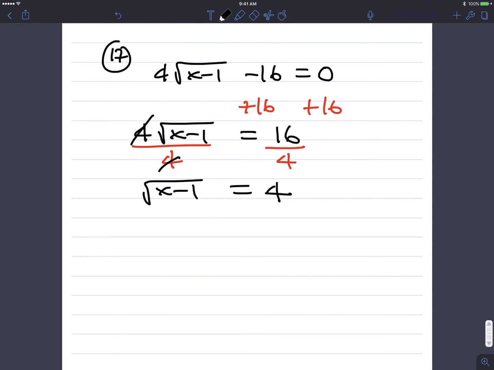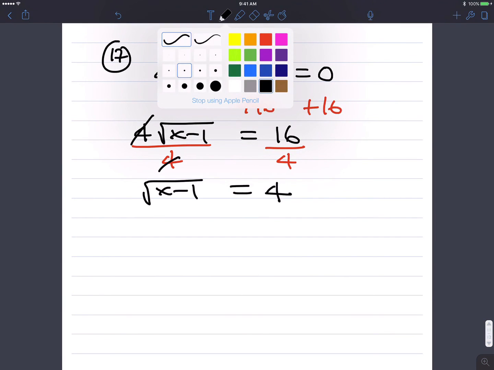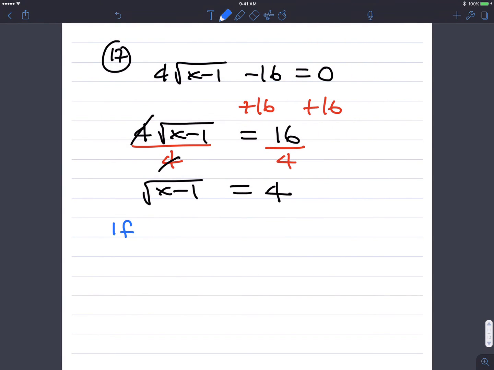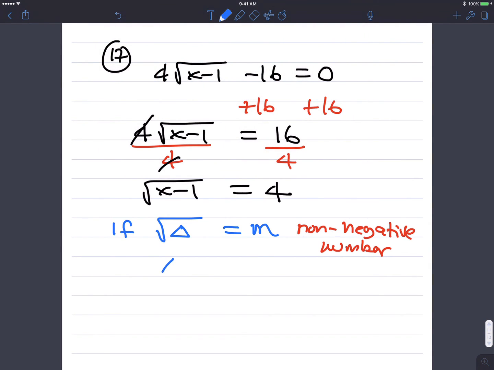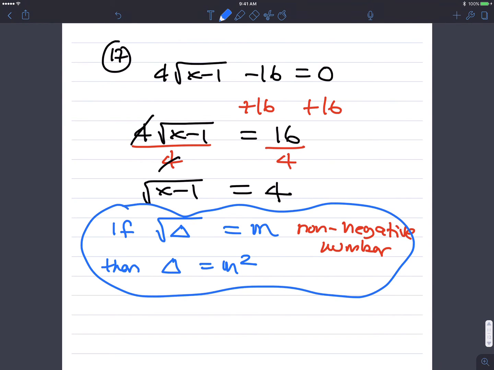Now, here's something that I want to point out to you, to be specific. If you have the square root of anything equals m, and once again, this has to be a non-negative number, if we have that, this is the generalization of the statement I gave you earlier, then I can say that what you have there is actually m squared. Okay? This is the generalization.